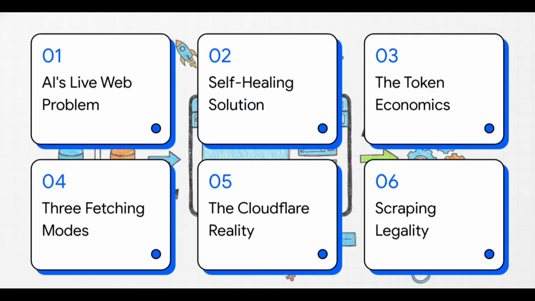So here's our roadmap for this explainer. We'll hit AI's live web problem, look at Scrapling as the self-healing solution, break down the tokenomics, explore the 3 modes of fetching, face the Cloudflare reality, and finally, touch on scraping legality.